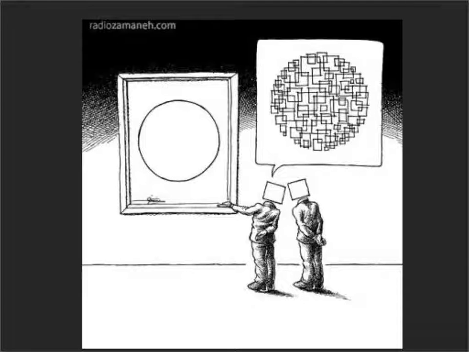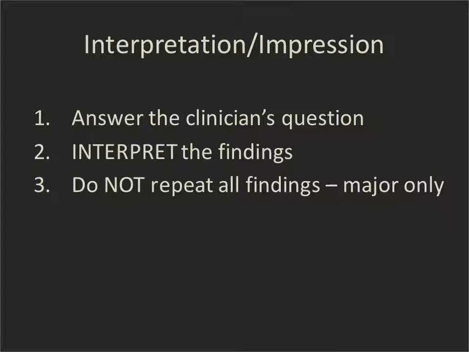Moving on to the interpretation or the impression section. The interpretation section is really the most important part of the report in many ways. What you want to do first of all is answer the clinician's question. Again, if the clinician's question was, does this patient have pulmonary emboli? You want to say yes or no up front, but you want to particularly interpret those findings, not just have this section be a big reiteration of every other finding you found there.